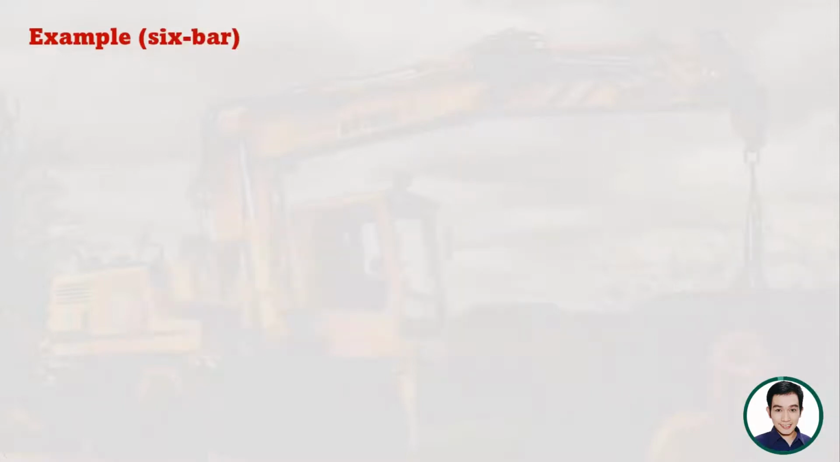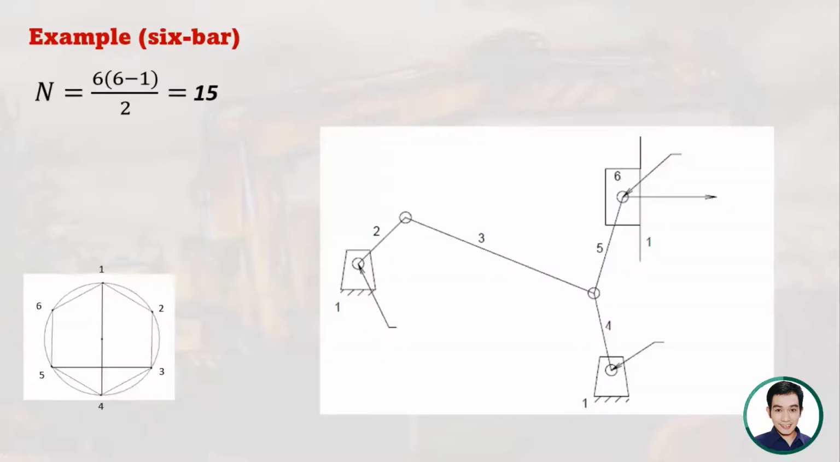And then finally, we have a 6 bar as an example. For a 6 bar, because it consists of 6 links, we will get 15 instantaneous centers. So we are going to locate all of the 15. For this problem, we already drew the permanent as well as the fixed IC circle. So we just spread out the 6: 1, 2, 3, 4, 5, 6.